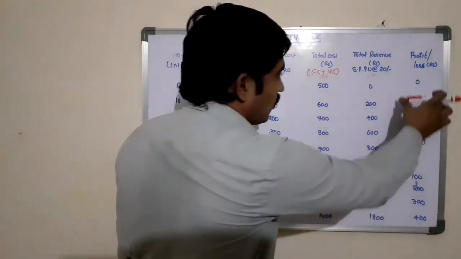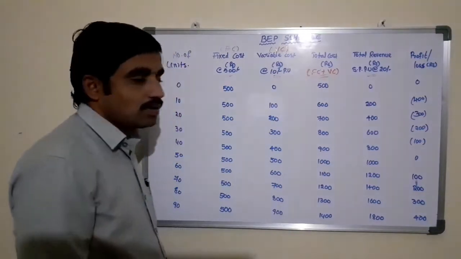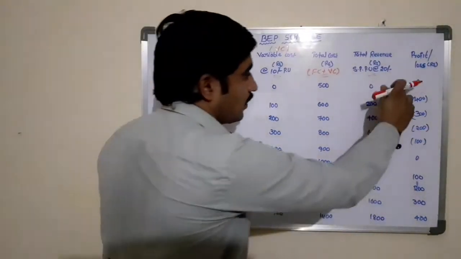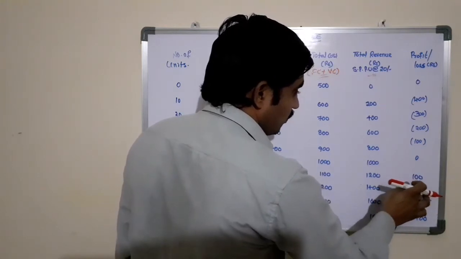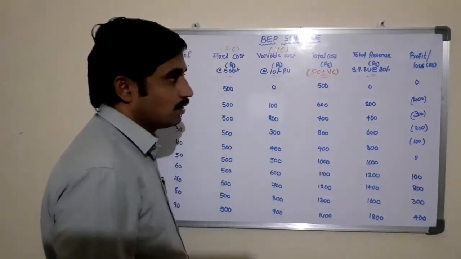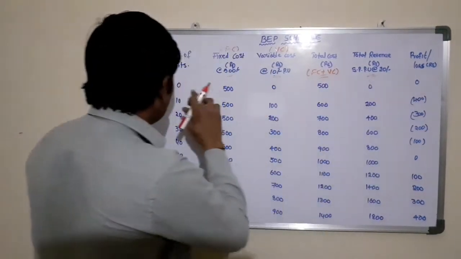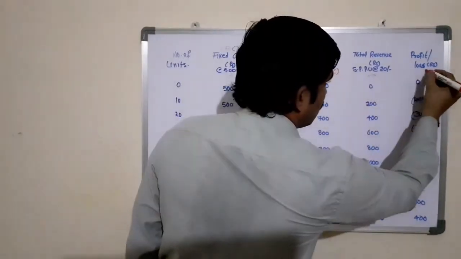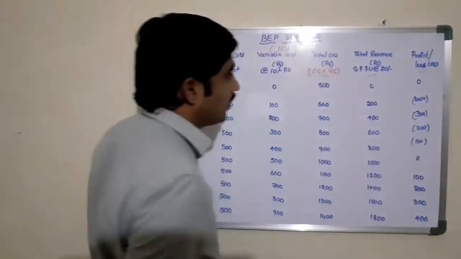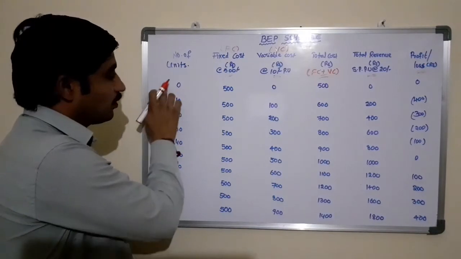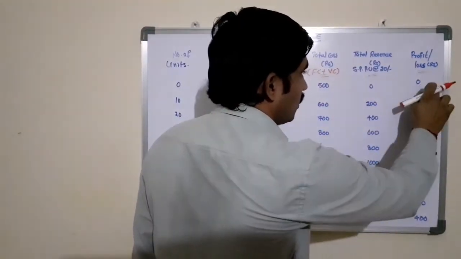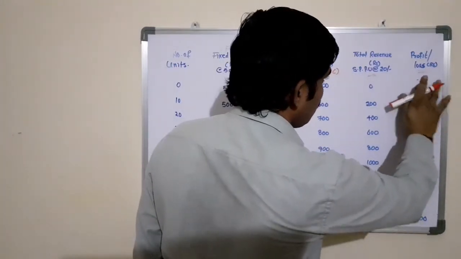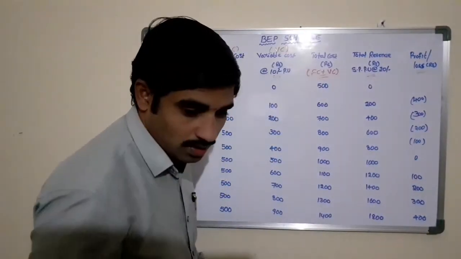And the last column is the profit or loss column, and this column reveals the profitability position or the loss position of the business. So at 0 units, we are not producing any products in the business. Therefore, there are no sales. But here there is a loss.